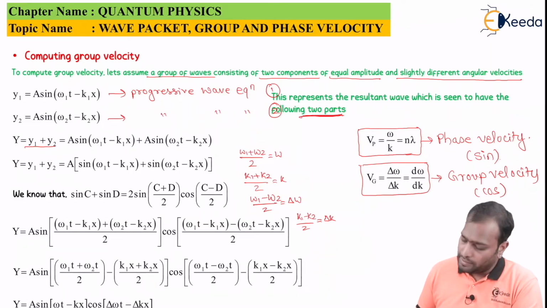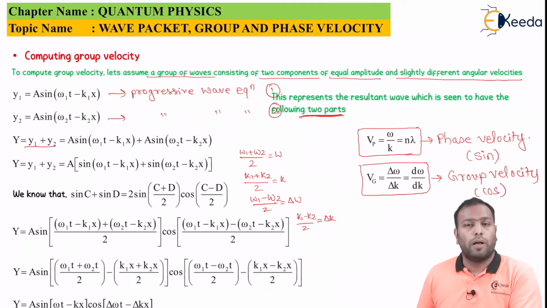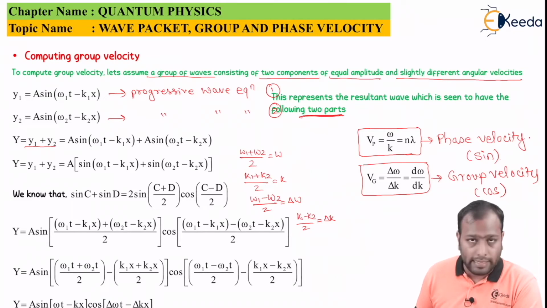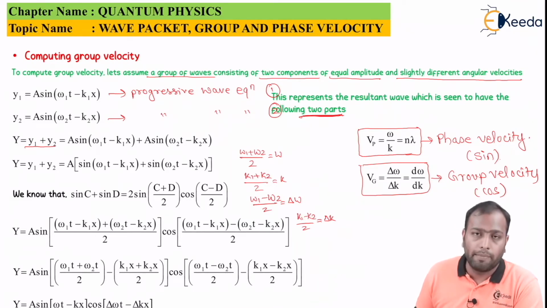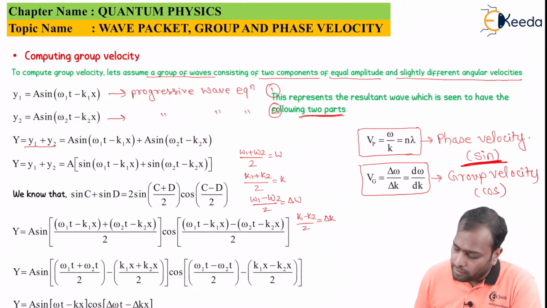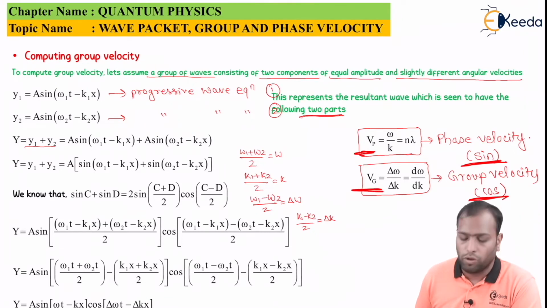Sine part always represents the phase and cosine part always represents the group. So another important question for Viva, an examiner could ask you a question stating an equation of a wave and thereby asking you to compute what is the phase velocity and what is the group velocity. Do remember the sinusoidal part represents the phase velocity and cosine part represents the group velocity.